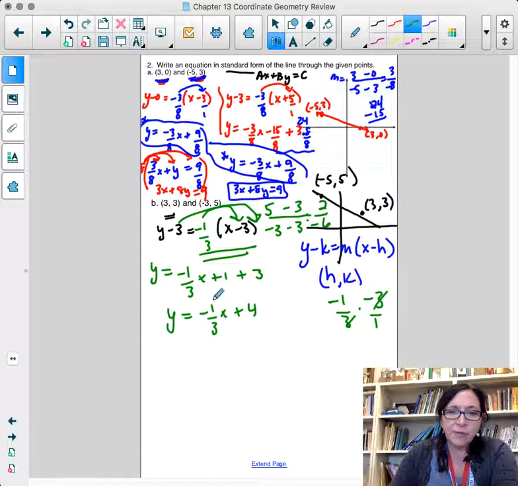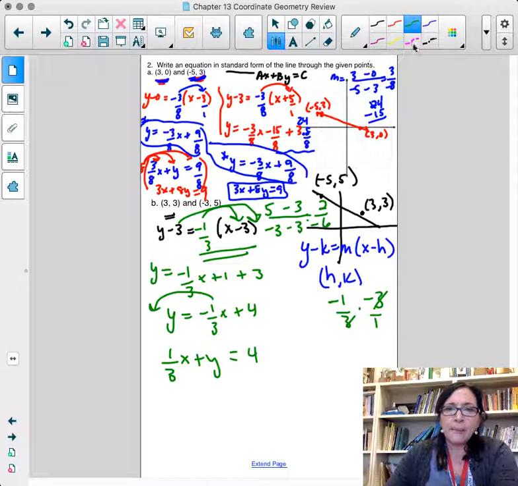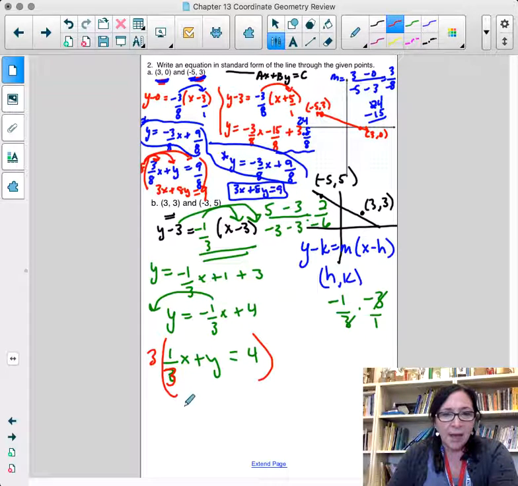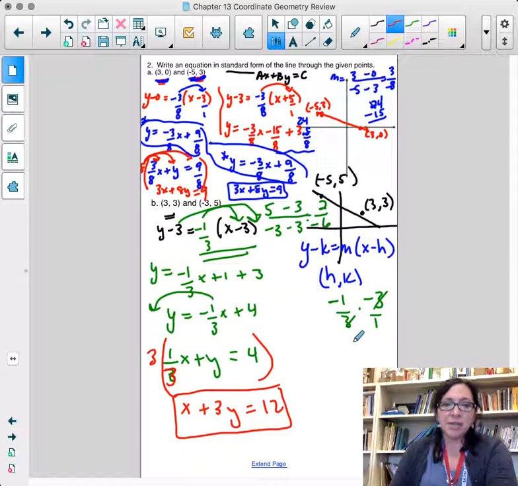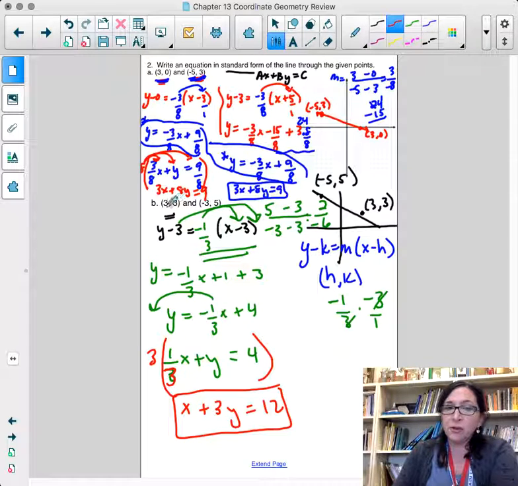I need to move this to the other side to put it in standard form. So now it's positive 1/3 x plus y equals 4, and I'm almost done. This 1/3 cannot stay down there. The 3 cannot stay. So we're going to multiply the whole equation by 3, and we're going to get x plus 3y is equal to 12. And then that's my equation in standard form. Whether I use this point here or this point here, I'm going to get the same answer when I do that.